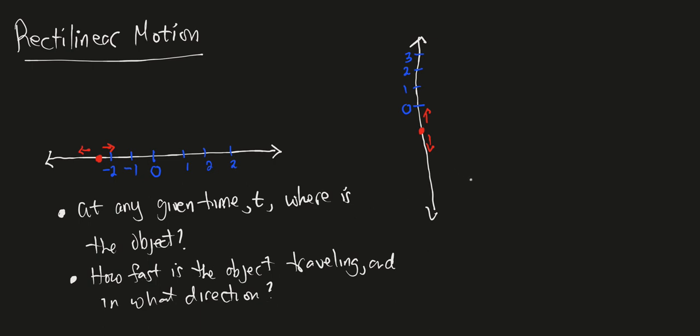Another important question might be, well, what if the object is not traveling? What if it's not going either to the right nor to the left? So at what times, if any, is the object at rest?